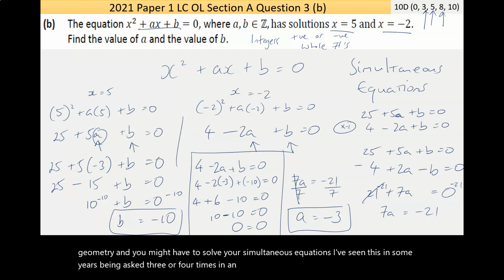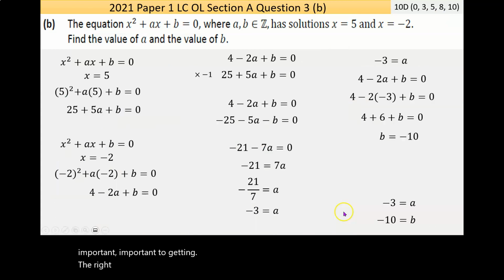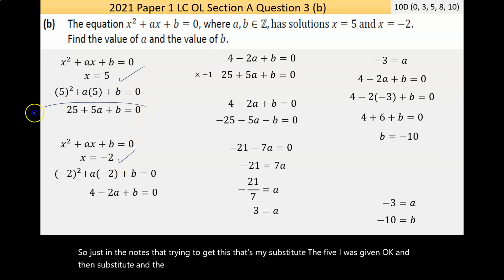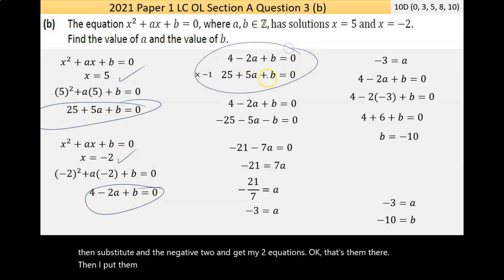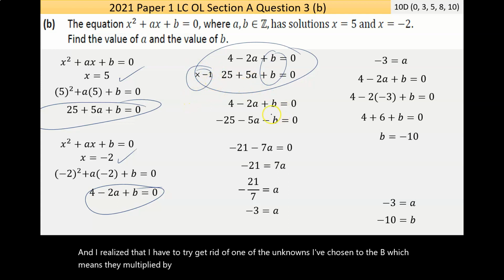So not having the skill can be really big to getting the right answer. That's B. So just in the notes, I'm trying to get this across. That's my substituting the 5 I was given, and then substituting the negative 2 and getting my two equations. That's them there. Then I put them together, and I realized that I have to try get rid of one of the unknowns. I've chosen to do the B, which means I multiply by minus 1. That's the best way to do that.